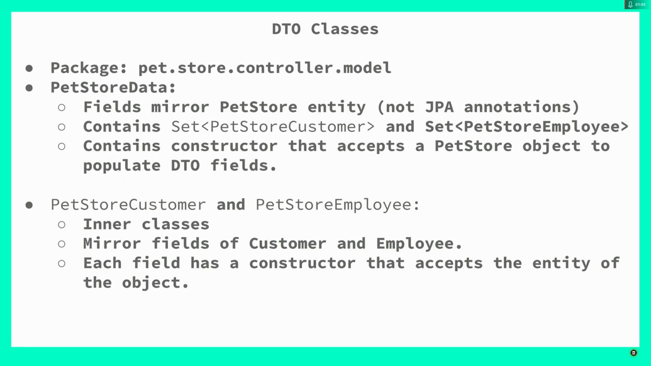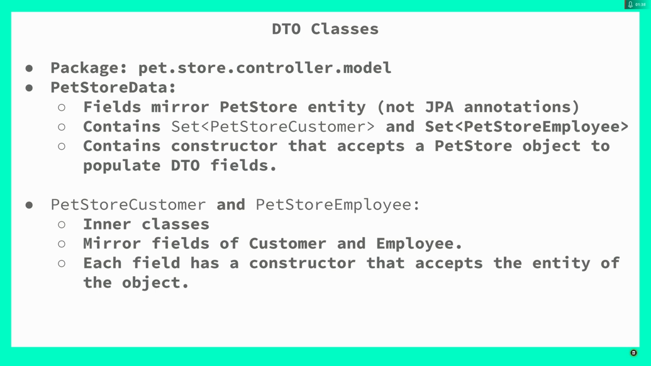We have some DTO classes. The first one's in package pet.store.controller.model. We have the PetStore data class. The fields in this class directly mirror the PetStore entity class, although we don't have the JPA annotations. It contains a set of PetStore customer and a set of PetStore employee. It does have a constructor that accepts a PetStore object to populate the data transfer object fields.